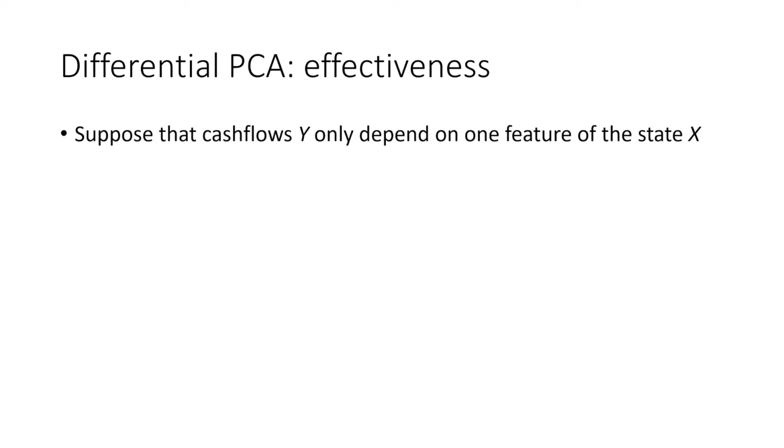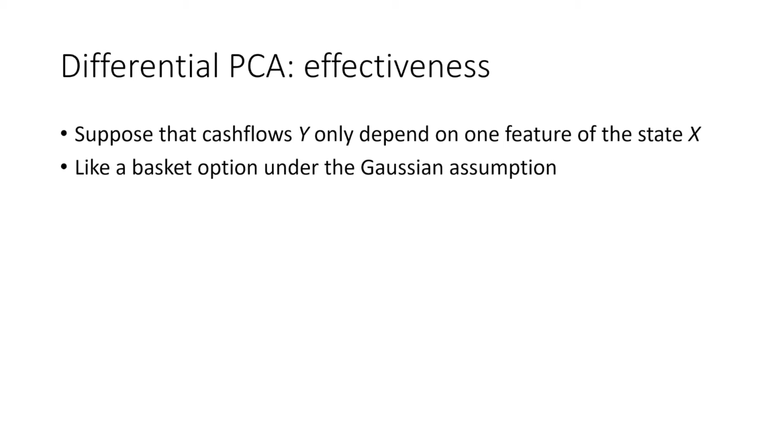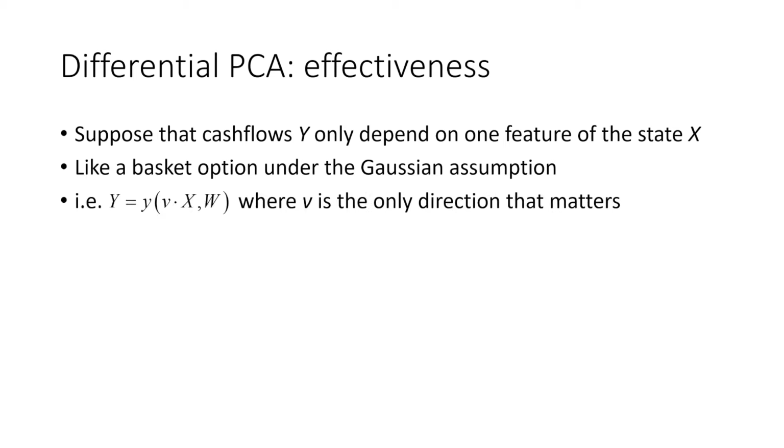Let me now demonstrate that it is effective, that is, when the transaction or trading book actually depends on a small number of risk factors, differential PCA correctly identifies the number and the nature of the risk factors. Suppose that the final cash flows y only depend on one feature of the initial state x, like a basket option under the Gaussian assumption. This means that y is a function of the feature v dot x and W, where v is the only direction that matters, for instance the weights of the basket. W is noise independent of x.